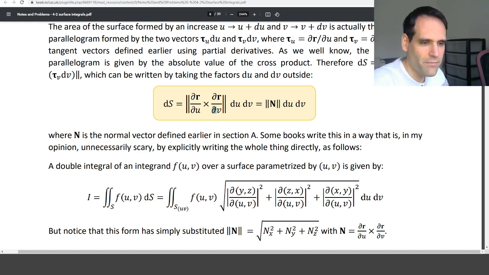So there you have it. That's the general recipe for finding ds for any surface S. So it's this big monster, which has a logic behind it, which is this. So let's do some examples. See you in the examples.